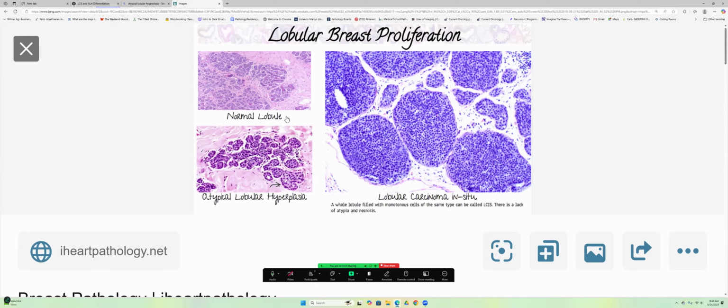The normal ones have lumen. ALH has no lumen. Cells have filled up the whole lumen, right? But at least they are still small sizes, a little bit bigger than the lobular units of the normal lobules. But look at LCIS. It is distended, it has filled up. And the distension measures more than 50 cells across.